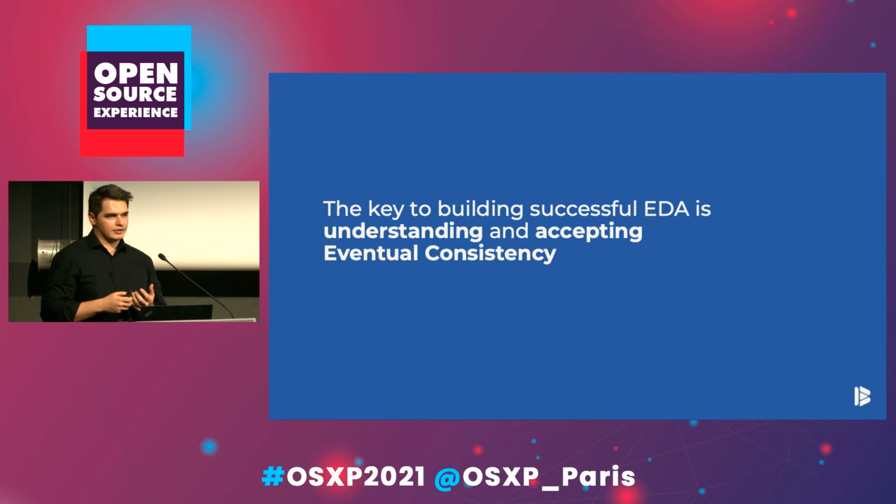And the key to building successful event-driven architectures is understanding and accepting eventual consistency, because I've seen a lot of people trying to manipulate and transform synchronous APIs into an event-driven, even though they are not meant to be event-driven. So as long as you're accepting eventual consistency, you're good to go.